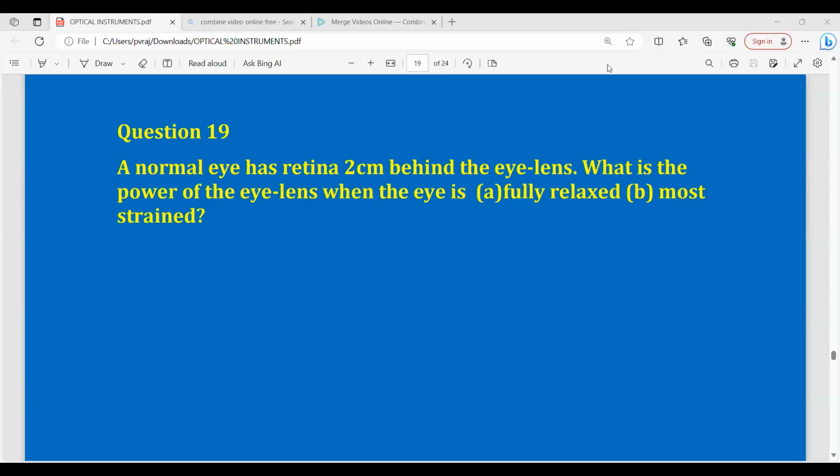Question number 19. A normal eye has retina 2 centimeters behind the eye lens. అంటే లెన్స్ నుండి at 2 centimeters behind means image distance is 2 centimeters. Okay. What is the power of eye lens when eye is fully relaxed, most strained? So no instrument we are using here. Directly we are going to calculate here for relaxed, fully relaxed position and most strained position.